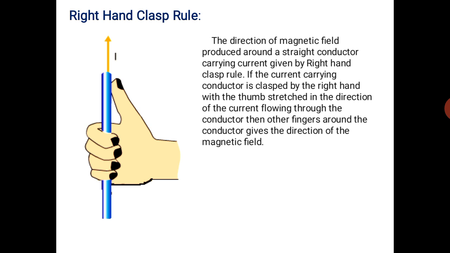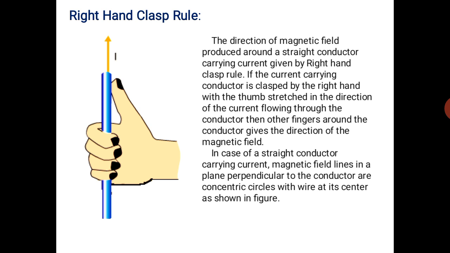This right hand clasp rule, okay, just note down the right hand clasp rule. The direction of magnetic field produced around a straight conductor carrying current is given by the right hand clasp rule. If the current carrying conductor is clasped by the right hand with the thumb stretched in the direction of the current flowing through the conductor, then the other fingers around the conductor give the direction of the magnetic field. Okay.